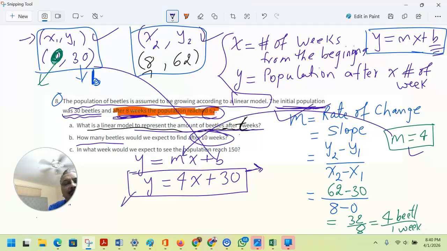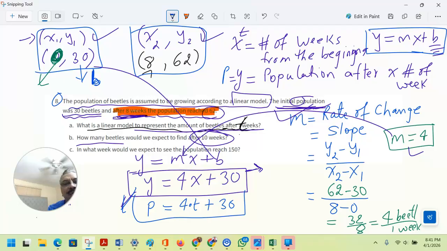So in this problem, instead of x, they want us to write t, right? T means number of weeks. And because the population starts with P, instead of y I'm going to use P here. See? So this whole equation can be changed to P equals 4 times T plus 30. So this also is correct. I don't want you to get confused, but remember y is P and x is T.